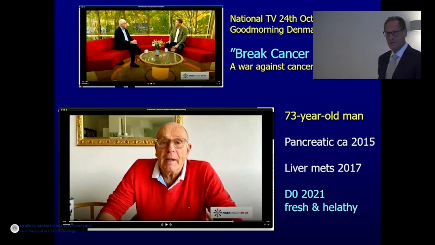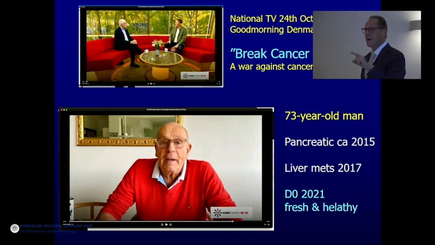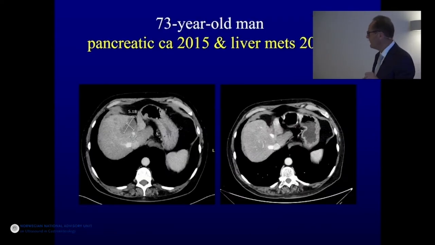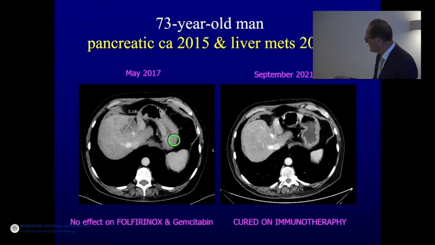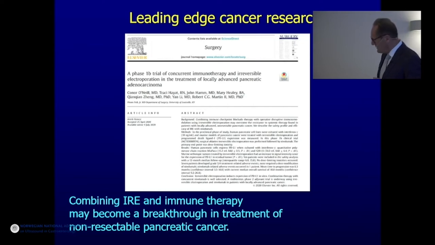This man appeared on the screen and he told his story. He's now 73 years old. In 2015, he was diagnosed with pancreatic cancer. In 2017, he had metastasis to the liver. As of today, he is healthy and fresh and has no sign of disease. This is the CT scan from 17 with the liver metastasis. This is September now. So he is healthy. He doesn't have any disease. And what he had was immunotherapy in combination with something to activate the immunotherapy.